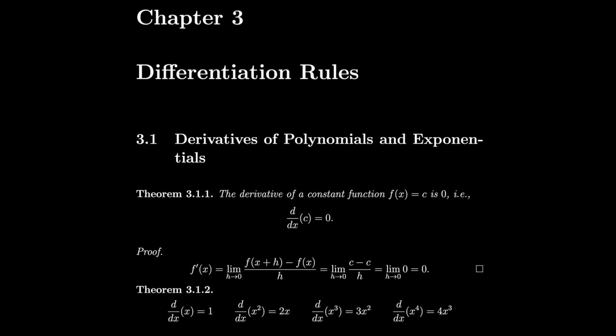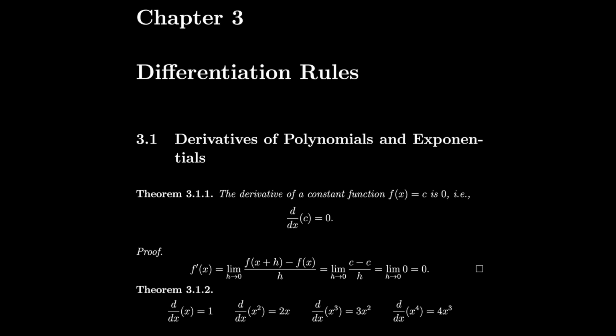Chapter 3, Differentiation Rules, Section 3.1, Derivatives of Polynomials and Exponentials. The derivative of a constant function, f of x equals c, is 0. So that means that if we apply d dx to any constant c, we get 0.